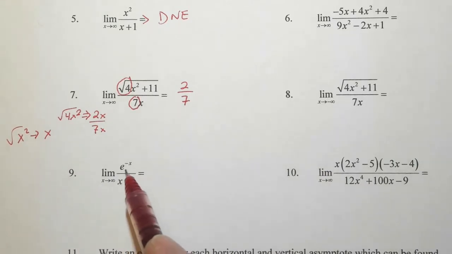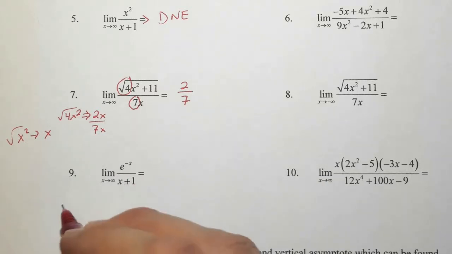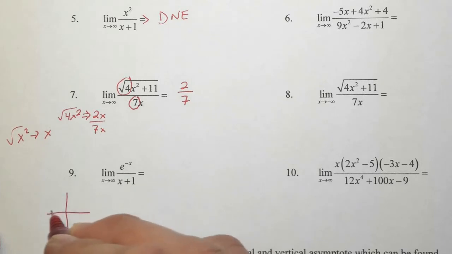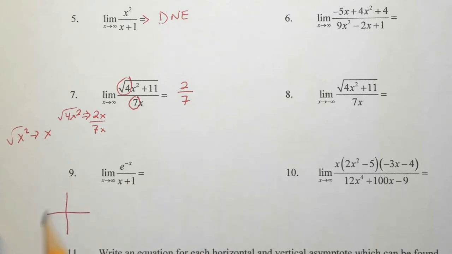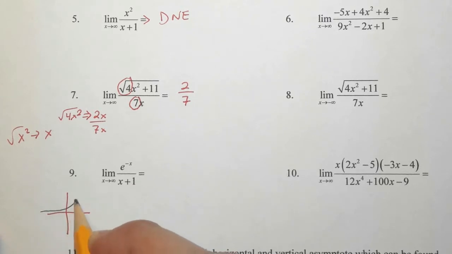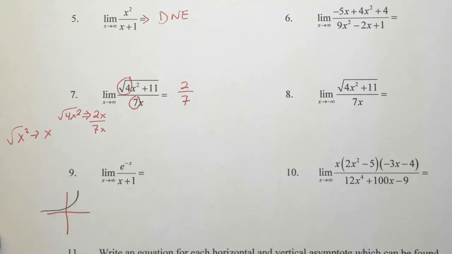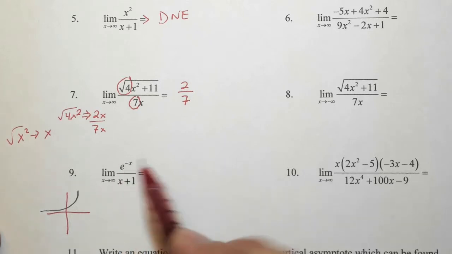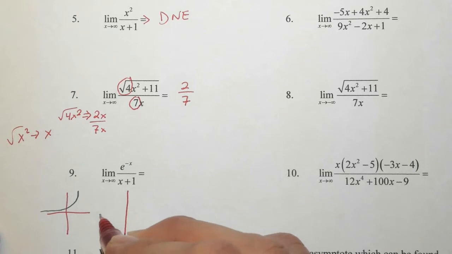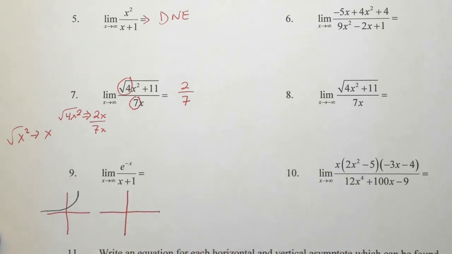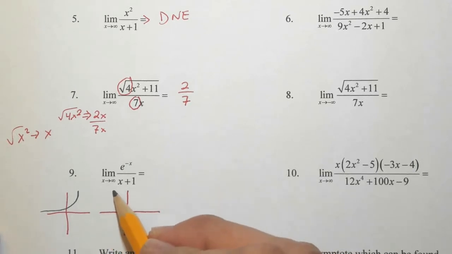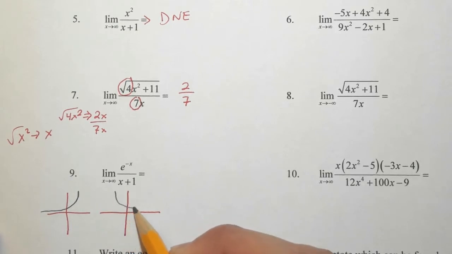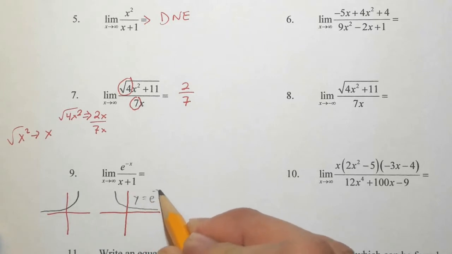Number 9 is a little tricky because we have this e to the opposite of x. Now you graphed e to the x when you were in pre-calculus. Okay, here's the graph of e to the x. But we're interested in e to the opposite of x. Well, when you negate the exponent, what ends up happening is you reflect the graph over the y-axis. This is the graph of y equals e to the opposite of x.